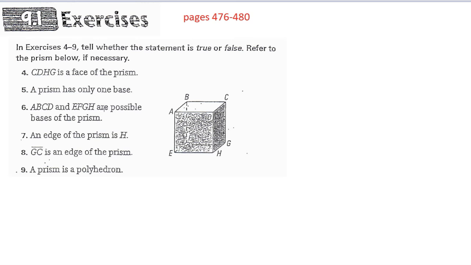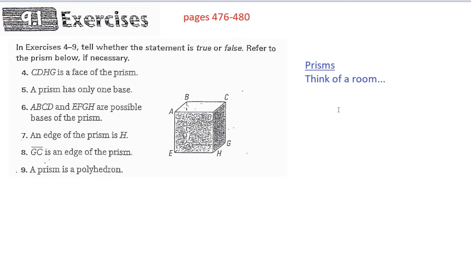So first thing, sorry, let me start with the instructions. In exercises 4 through 9, tell whether the statement is true or false. Refer to the prism below, so this prism right here, if necessary. One thing with these prisms is it is sometimes helpful to think about a prism, P-R-I-S-M, prism, not prison, as a room. So if we think of a prism as a room, most rooms are what we would call rectangular prisms.